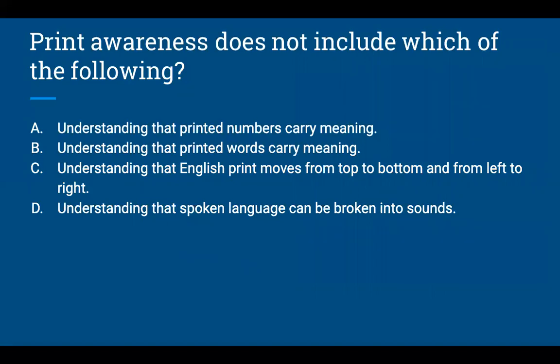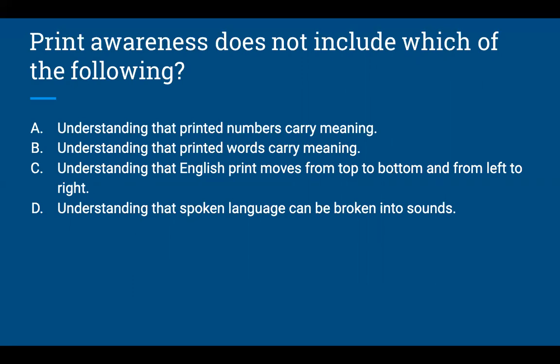Reading our options then, A, understanding that printed numbers carry meaning. B, understanding that printed words carry meaning. C, understanding that English print moves from top to bottom and from left to right. Or D, understanding that spoken language can be broken into sounds. Again, we're looking for what print awareness does not include. Right away, knowing my definition, I can eliminate three options, and that's A, B, and C.